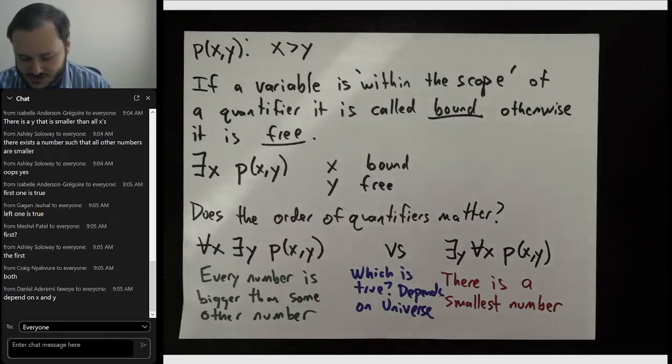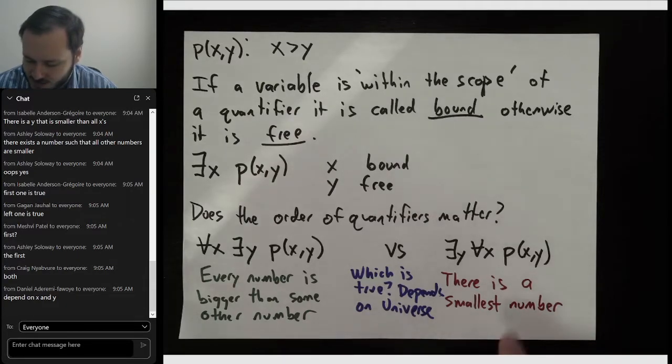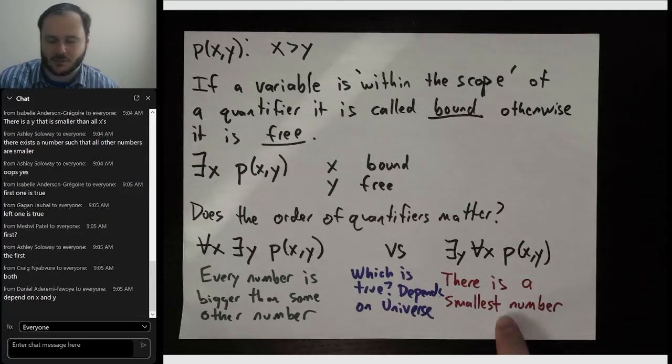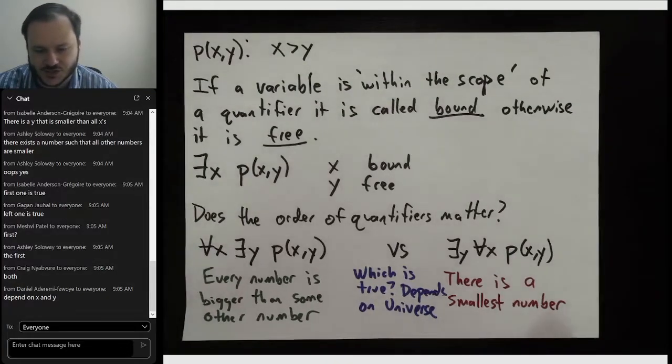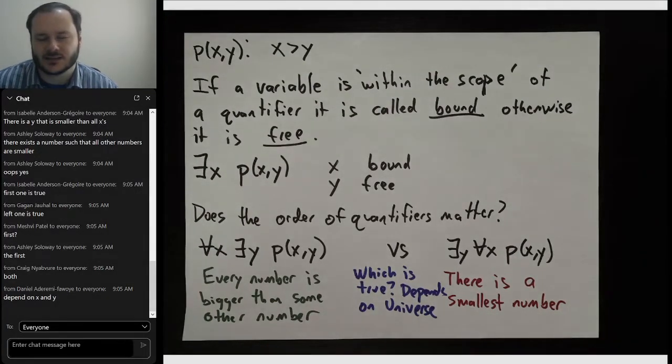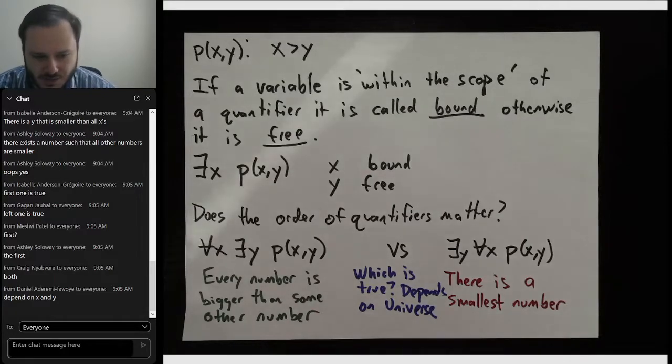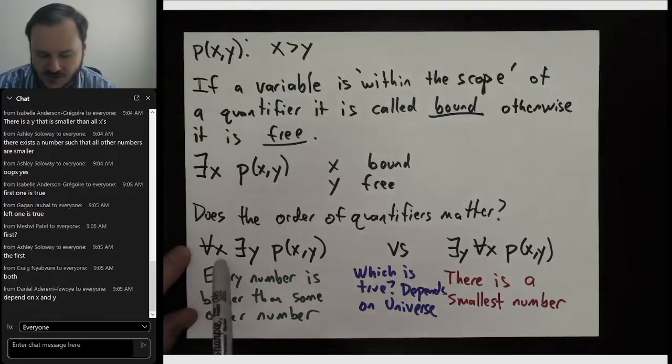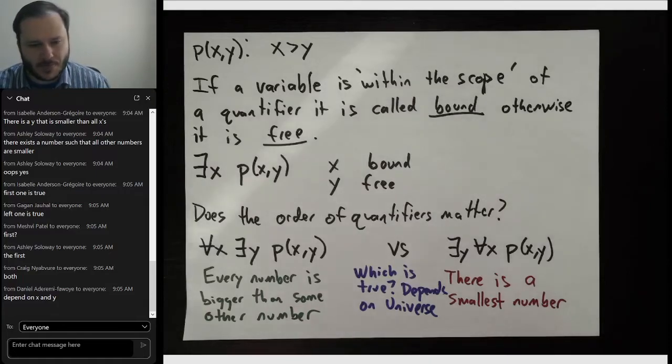If my universe is the positive integers, then this one is true. If I say positive, then 1 is the smallest integer. If I say non-negative, then 0 is the smallest integer. And this one is false because there's nothing smaller than 1.